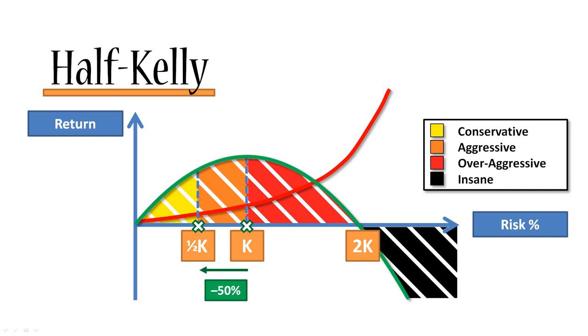is that if you go from your return at the Kelly point to your return at the half Kelly point, your return will only decrease by 25%. And you can check that for yourself. You can see it from the chart. You can see right away that the vertical decrease is less than the horizontal decrease.